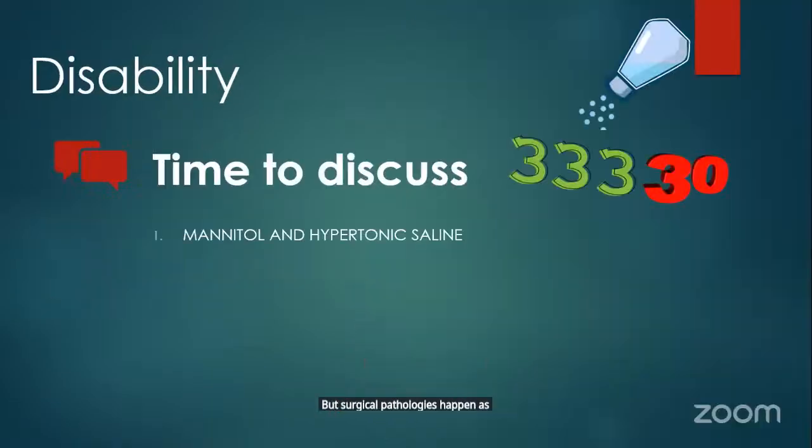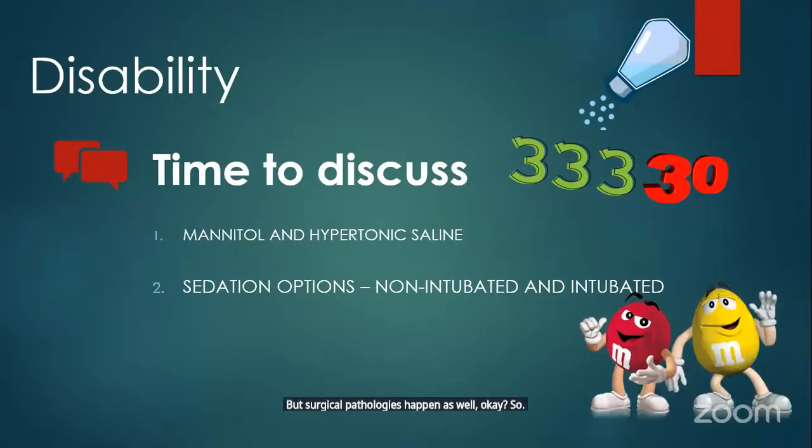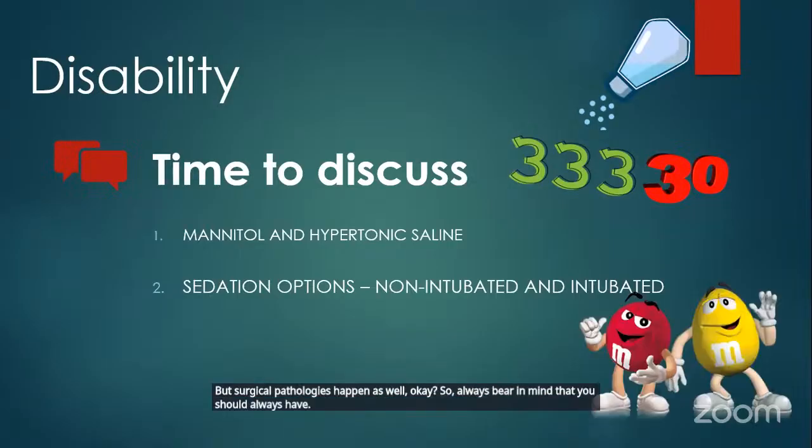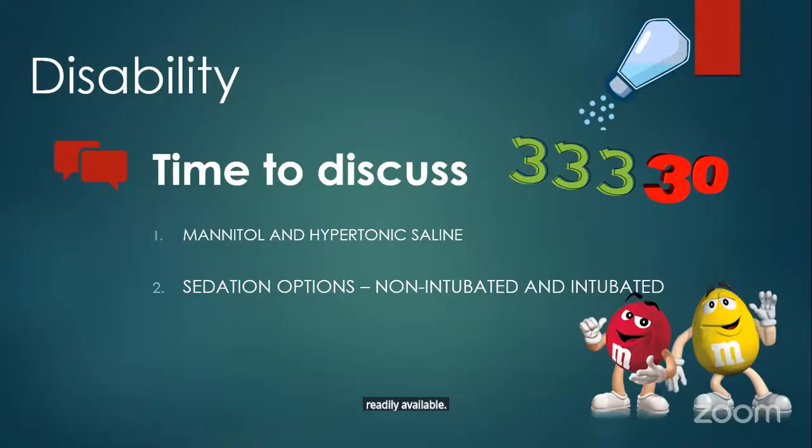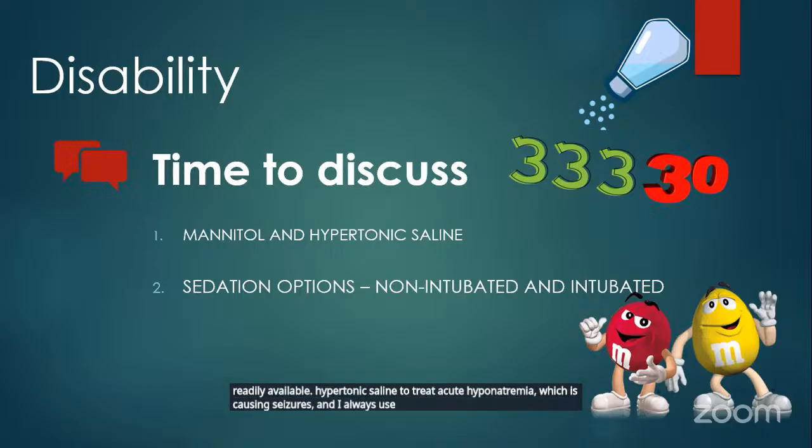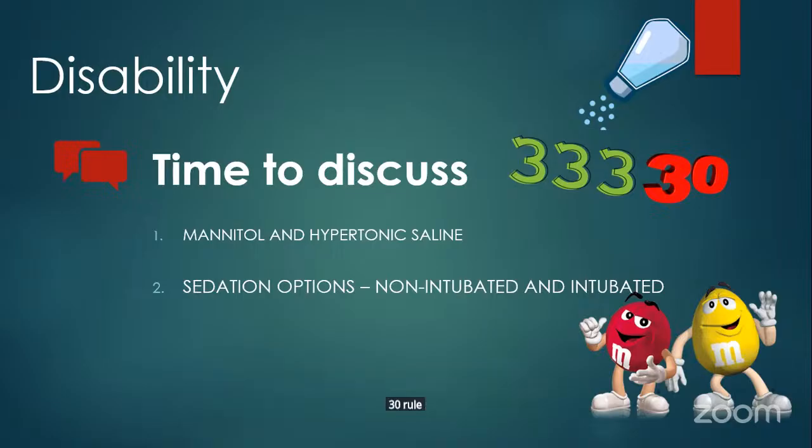So, always bear in mind that you should always have readily available hypertonic saline to treat acute hyponatremia, which is causing seizures. And I always use the 3-3-3-30 rule. It's 3 mils of 3% sodium over 30 minutes, and aiming to raise the level of sodium by 3 millimoles.